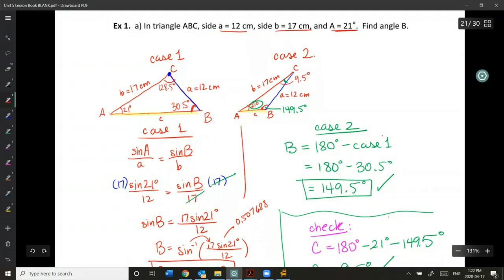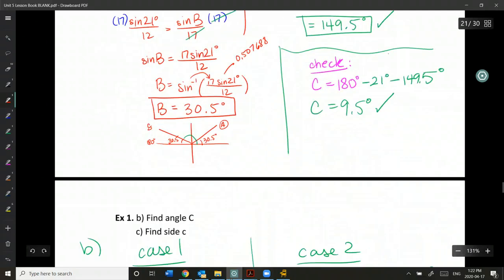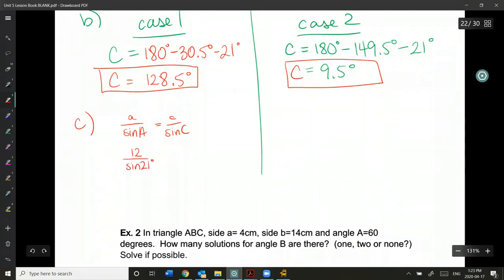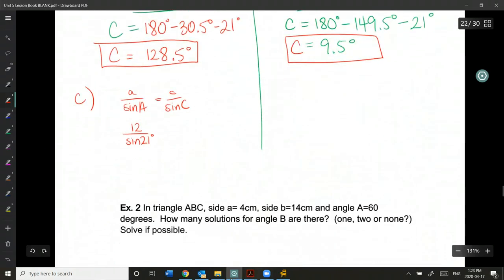And then we're going to set up sine law. I'm going to use this angle and side opposite pairing that we were given in the initial question, and then we're going to use sine law to find side C. Because I'm trying to find side C, I'm going to use a over sine A equals c over sine C here. Now this is going to be the same for both cases. This will be 12 over the sine of 21 degrees, and this will be c over sine of 128.5.